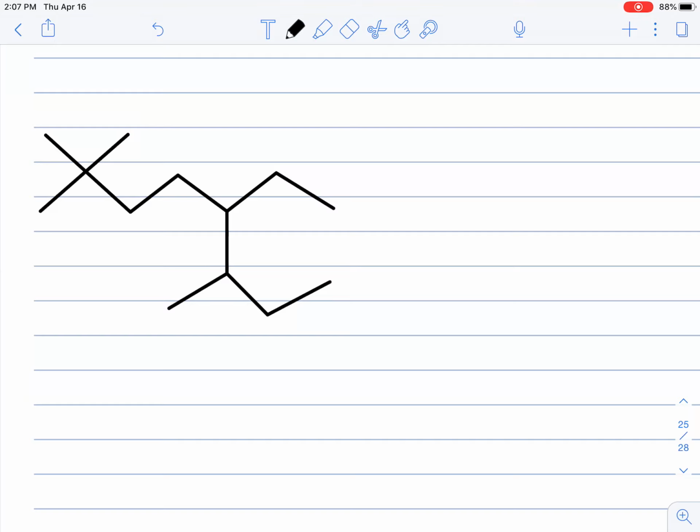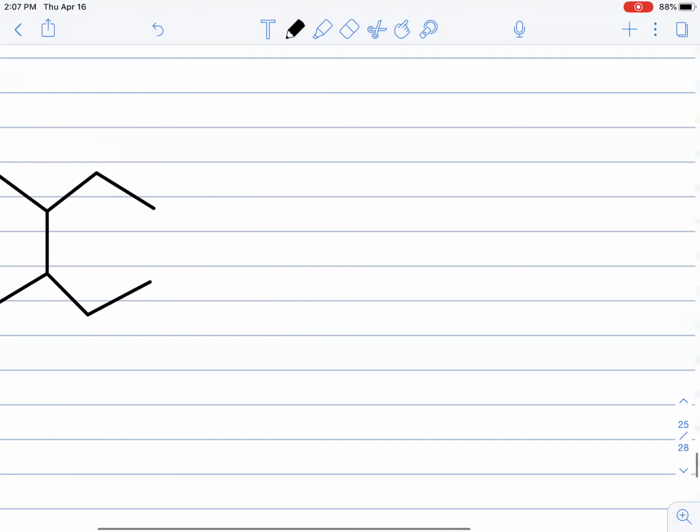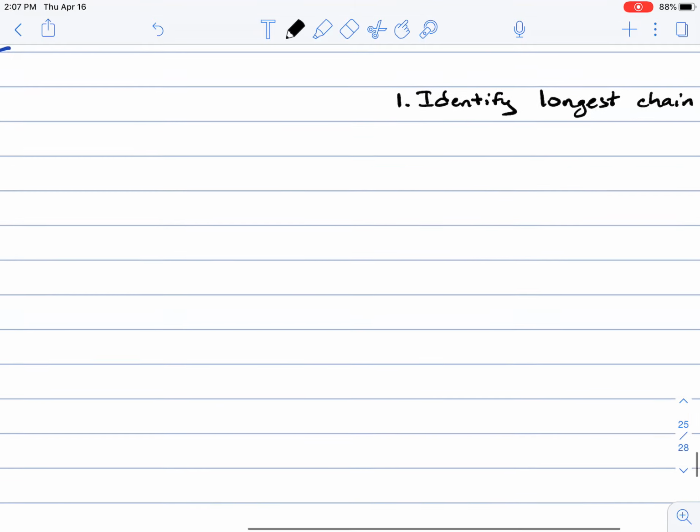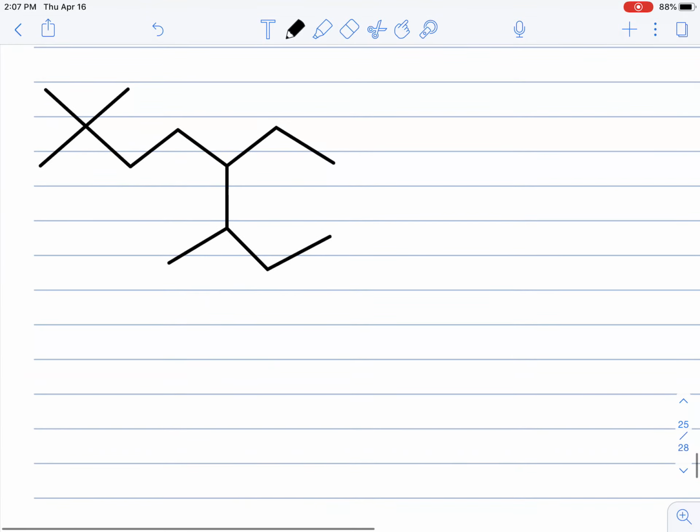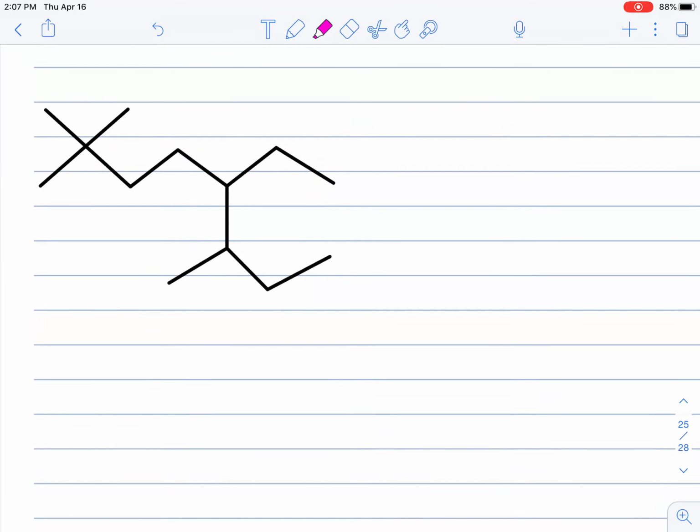So let's go ahead and start by going through the rules. The first step, I'm just going to push it out over here on the side. Remember that the first step is to identify the longest chain of carbons. I personally like to work from left to right. You guys can work from right to left. But you want to try out all the different combinations to see which chain of carbons is the longest.